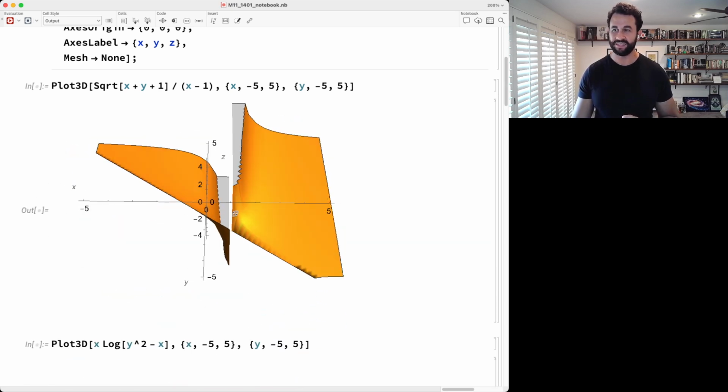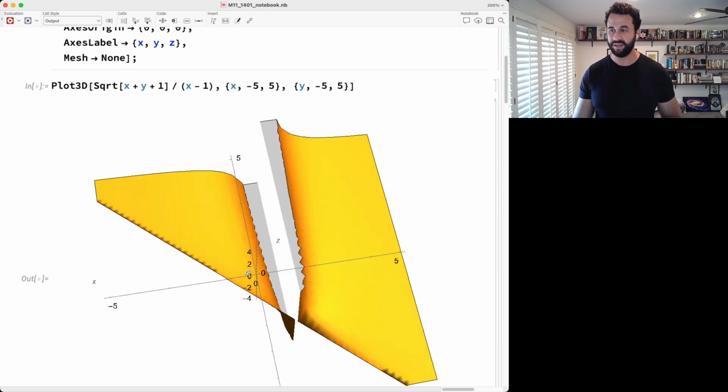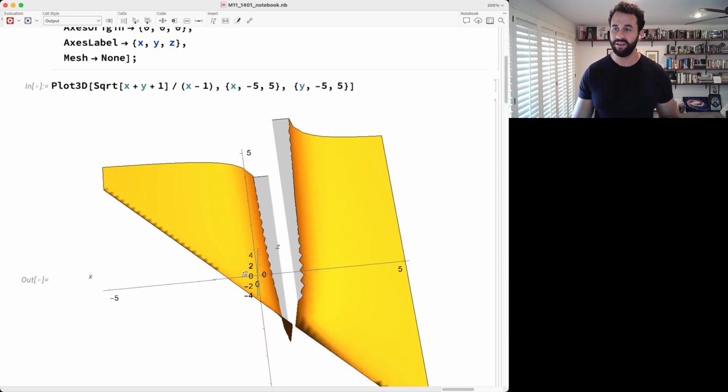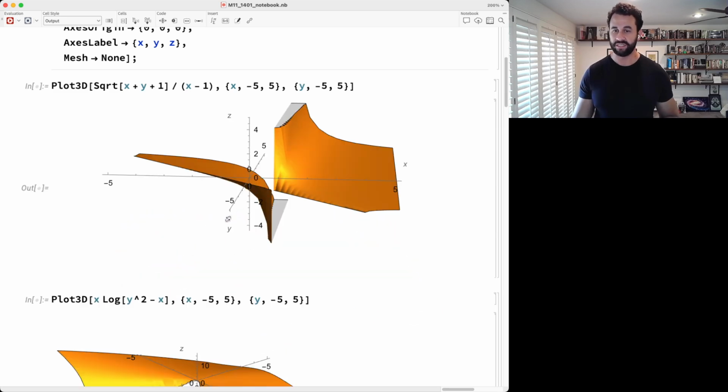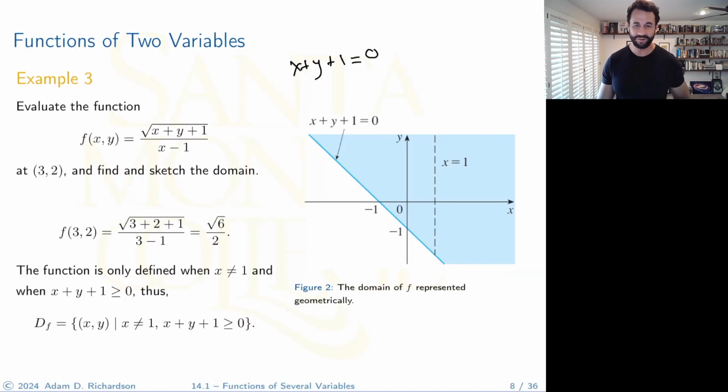But yeah, it keeps going. So that's the first one. So again, our domain is a two-dimensional region in the plane, and the graph of our function is literally a surface in space. Cool stuff. It just gets cooler. All right, so let's go to the next example.